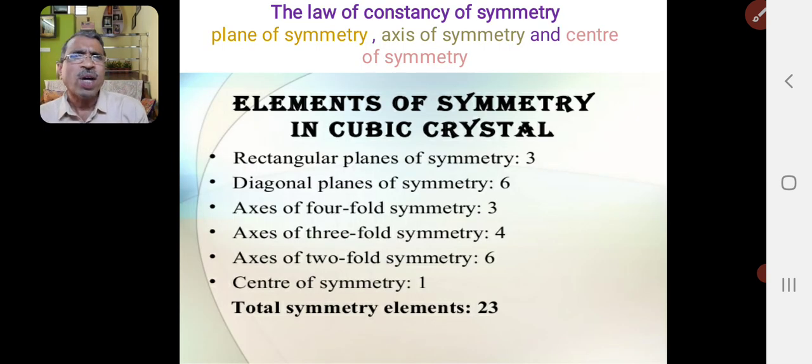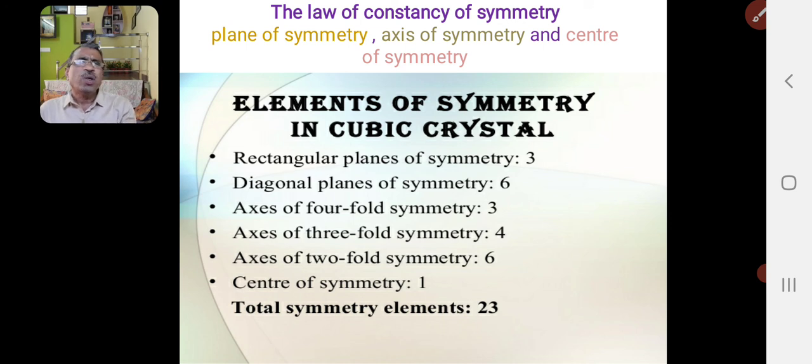So the third one, the law of constancy of symmetry. For the cubic system we have a total of 6 planes of symmetry, and 9 planes of symmetry. We have a total of 13 axes of symmetry and 1 center of symmetry. In total we have 23 symmetry elements. You take any cube, this 23 remains constant.